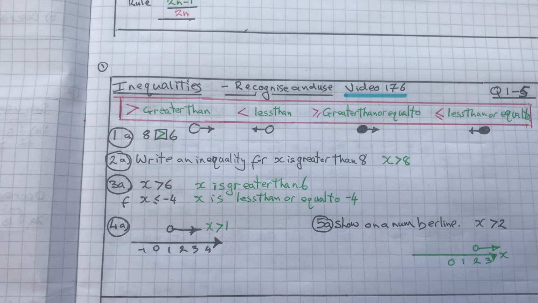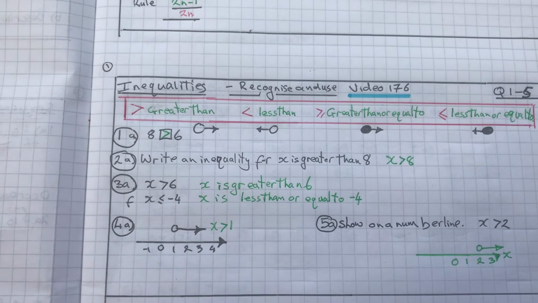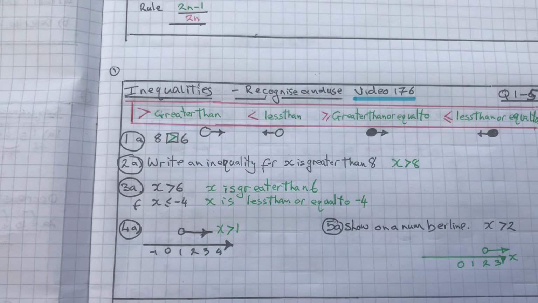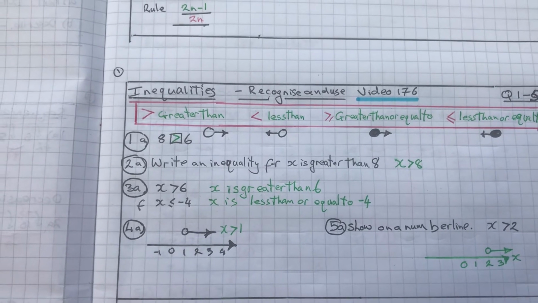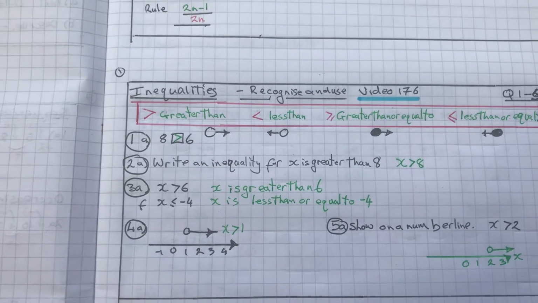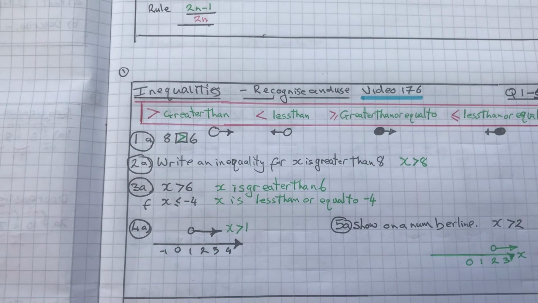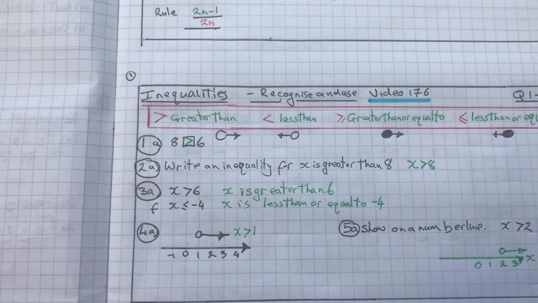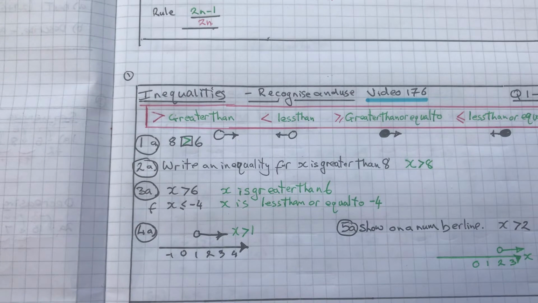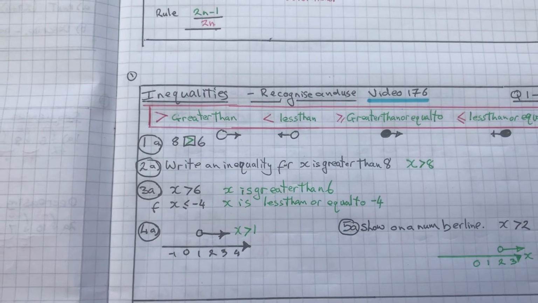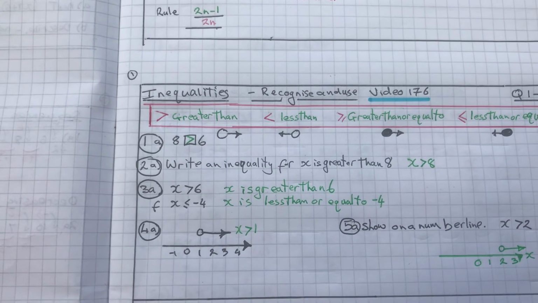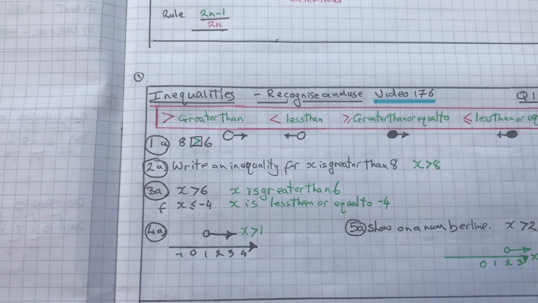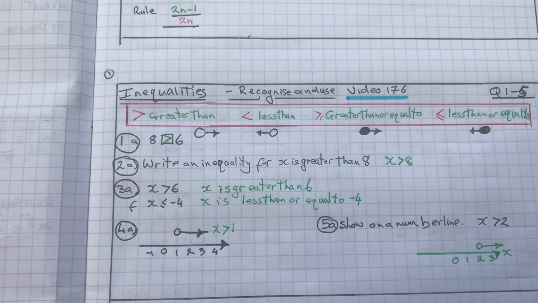If I look at 3a, how do I say that x with an arrow pointing to the right and 6? X is greater than 6. X can be any number as long as it's bigger than 6. If I look at 3f, x is less than or equal to minus 4. It's much easier to put the sign in than it is to use the words.